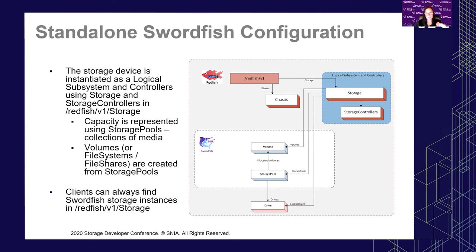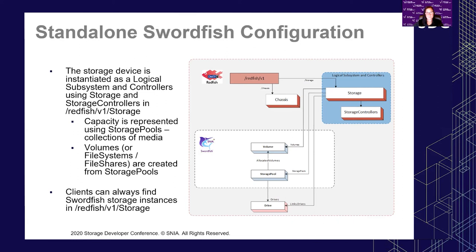Because we have so many possible permutations for how things can be connected, the ability to always find the storage instances in this location is very critical. So in this case, it's just instantiated here.